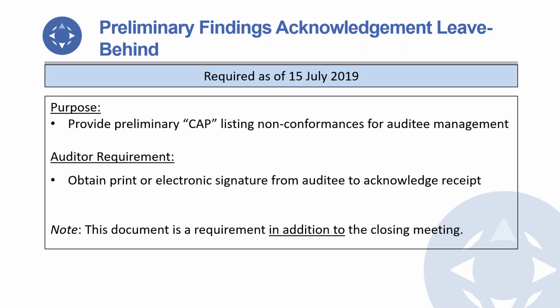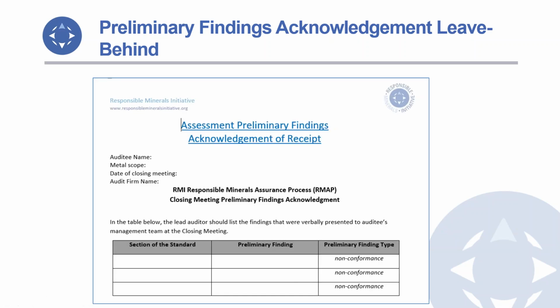This document is designed to be an additional form of confirmation to the closing meeting. So it is not in lieu of the closing meeting. The closing meeting still has to happen, and during the closing meeting, you still have to verbally tell the auditee all of the findings, not just the non-conformances, but also conformance with continual improvement and conformance with observation.